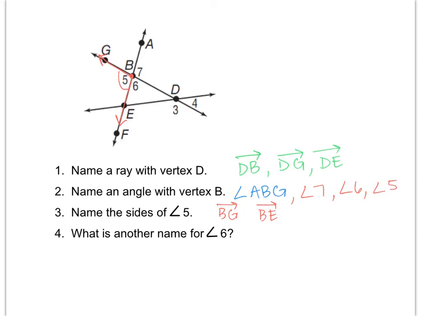What is another name for angle 6? Well, angle 6 is this angle. So what's another name we could call that angle? Well, if I trace over it, do you see how I could start here at E, go to B, go to D? So angle EBD is a good name to call angle 6.